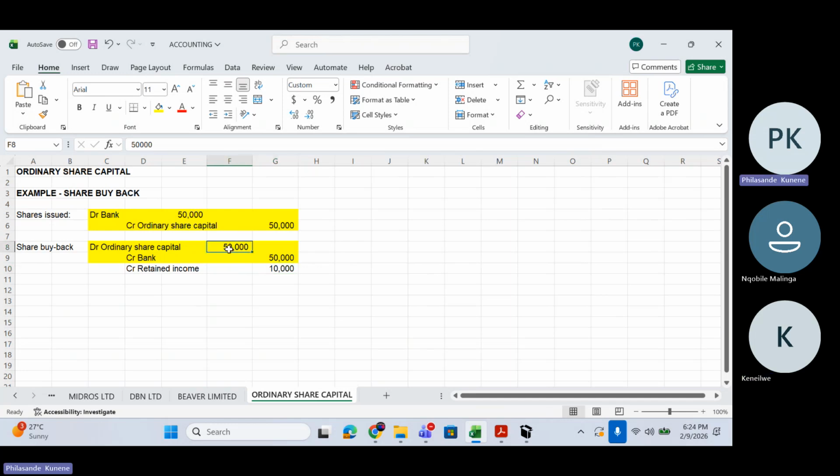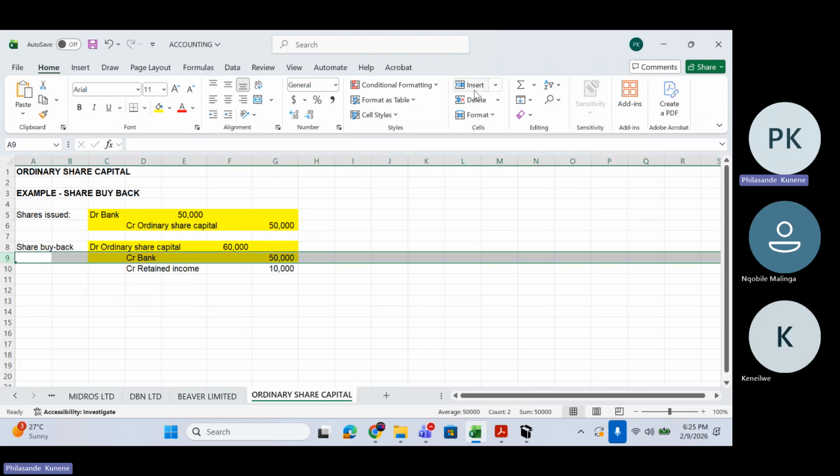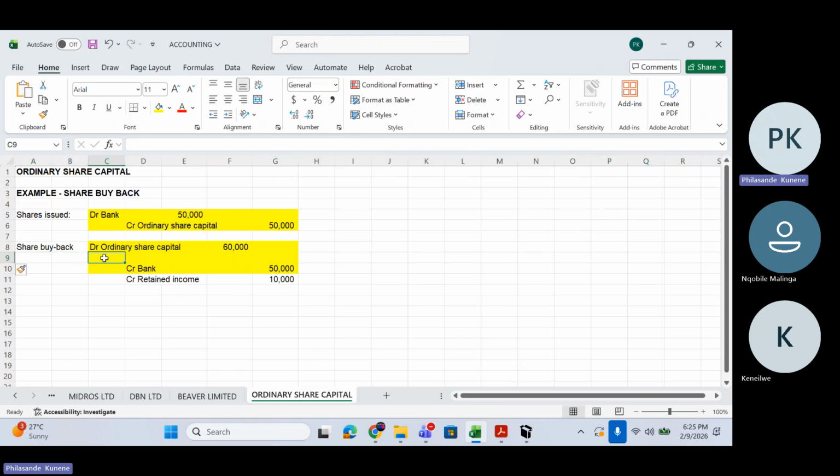But this side, let me just do it like this. If I issued shares at 50,000, oh sorry, no, I'm not crediting. I'm sorry about this. We're supposed to debit it. So retained income should be here as 10,000. And then here we're supposed to have 50,000, and then in the bank 60,000 rand.